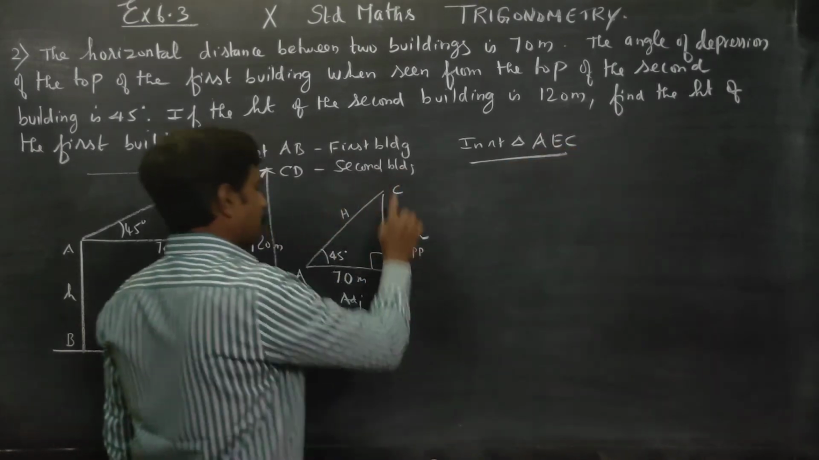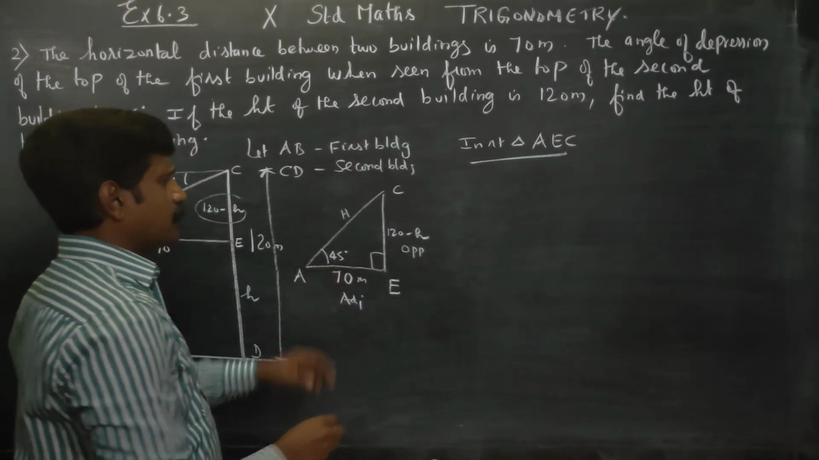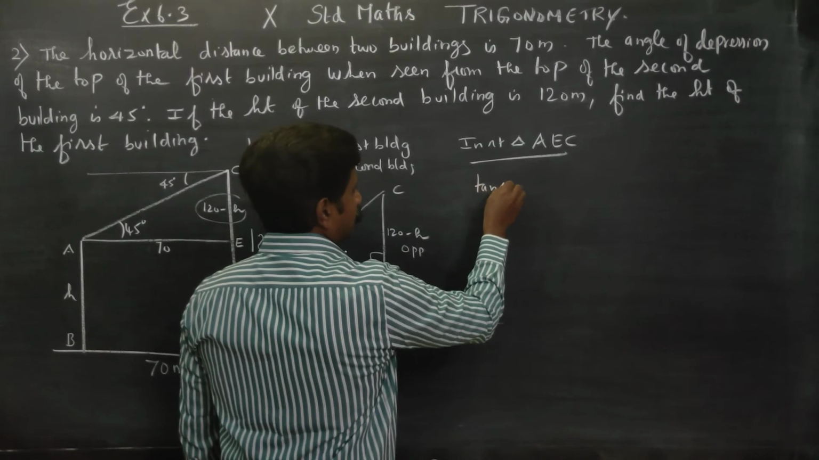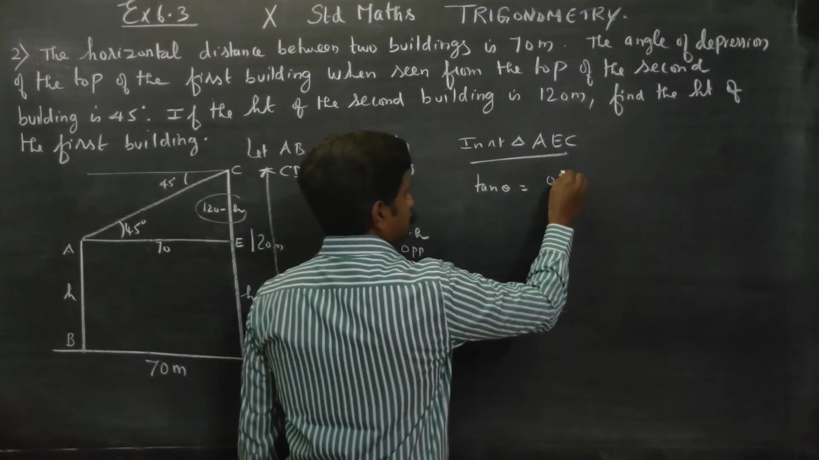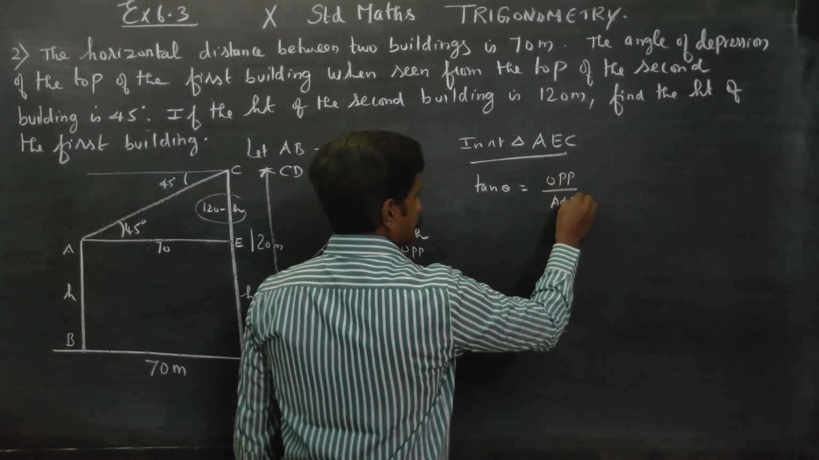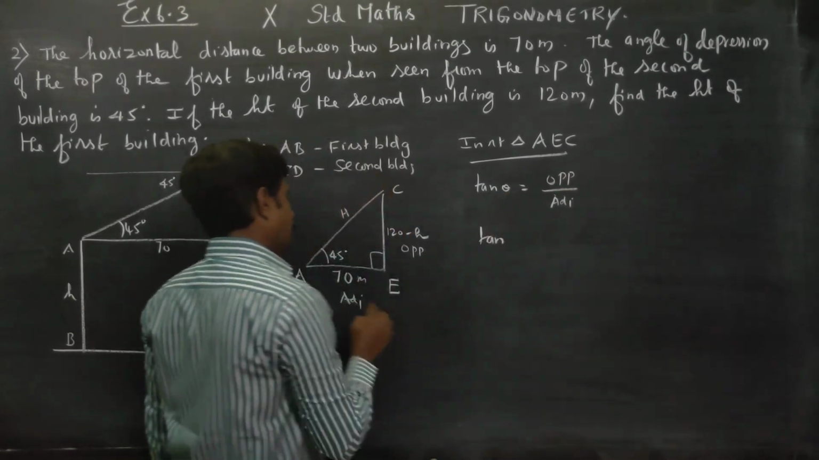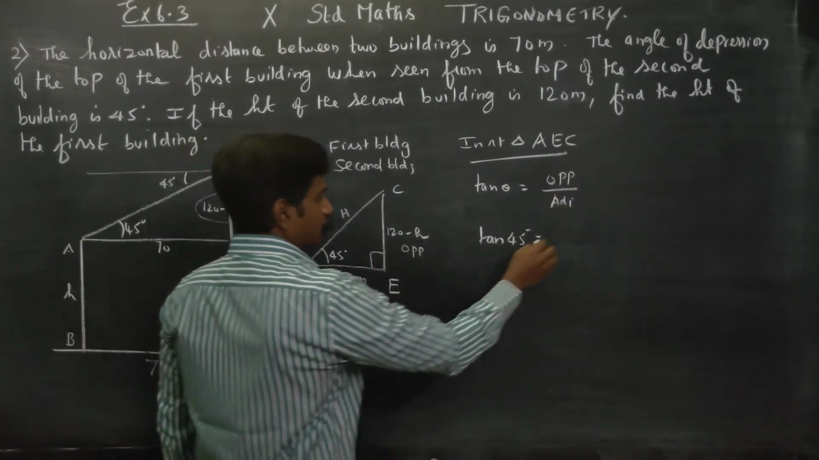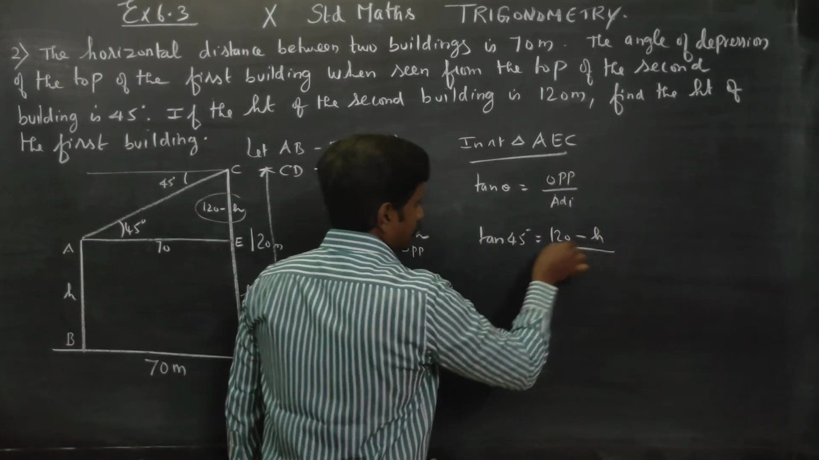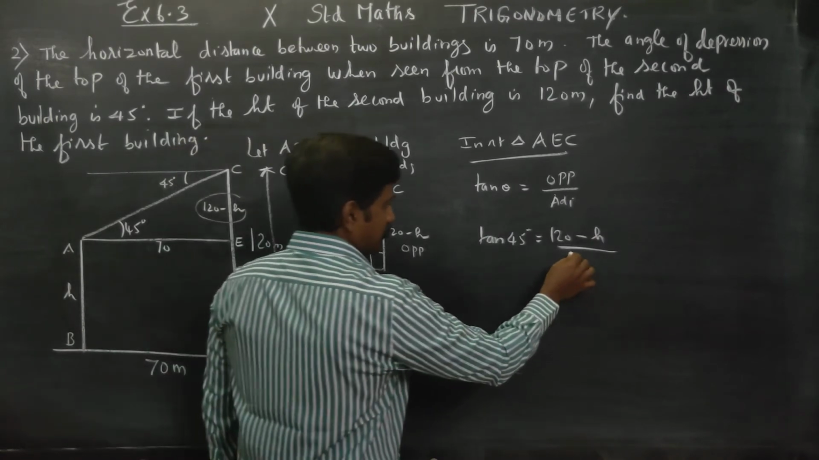In right triangle AEC, in the right triangle eduthukuren. Idhula na enna use panna porena, tan theta use panna poren. Tan theta is equal to opposite by adjacent. Opposite side by adjacent side. Appo tan theta ku badal you can use 45 degree. Instead of opposite, you can go for 120 minus h. For adjacent, it is given 70 meters.